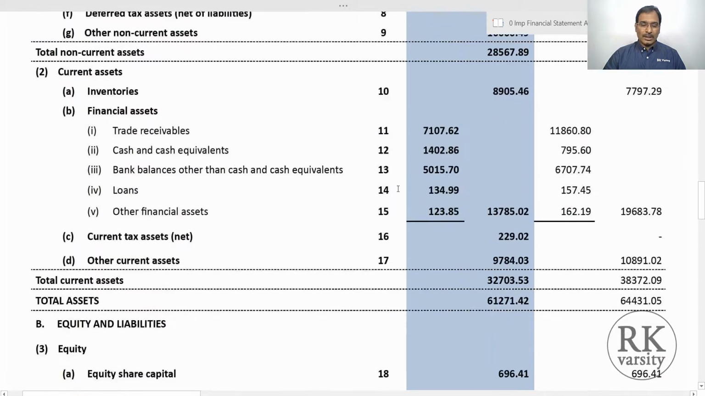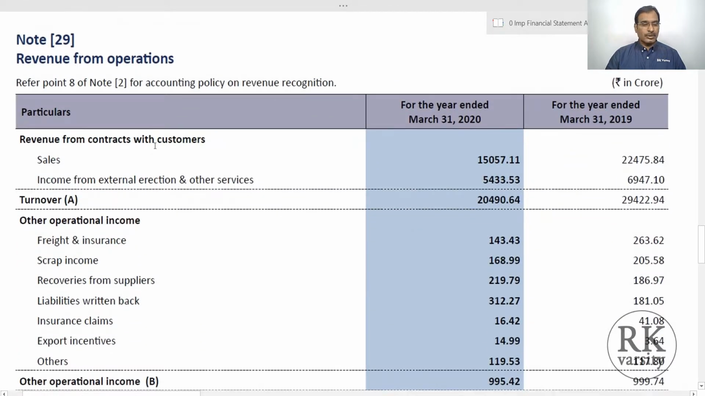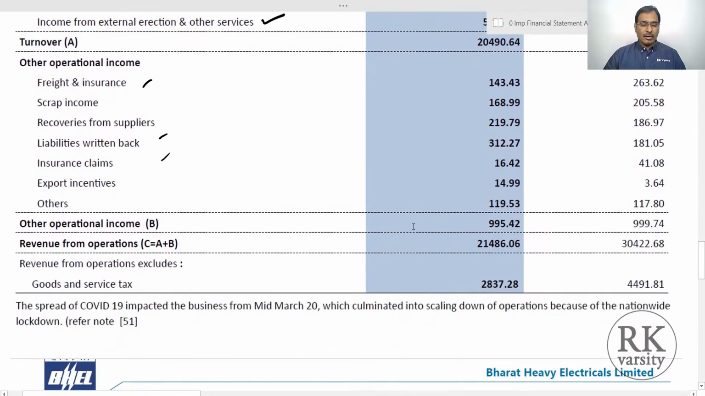Now we'll see what the income sources are. Here you can see revenue from operations. The company generated sales income, and income from external erection and other services. These two are revenue from operations. There are also other revenue from operations. We consider all of this, that is the total of revenue from operations, as net sales. So here is your revenue from operations, or net sales. We can call this net sales.